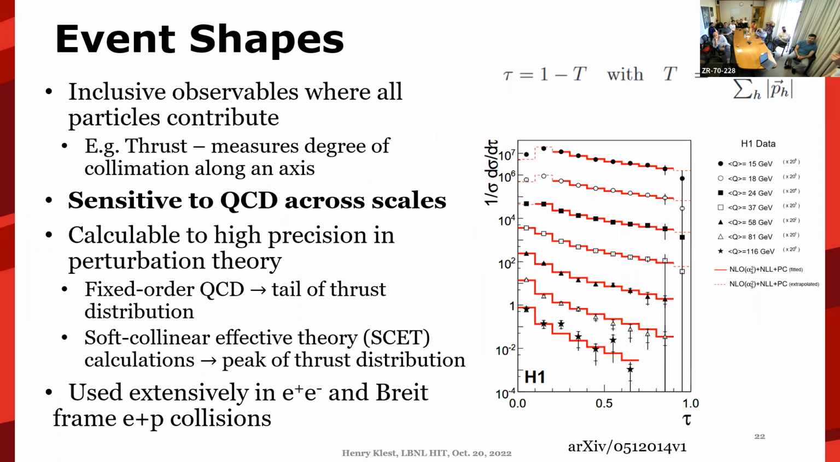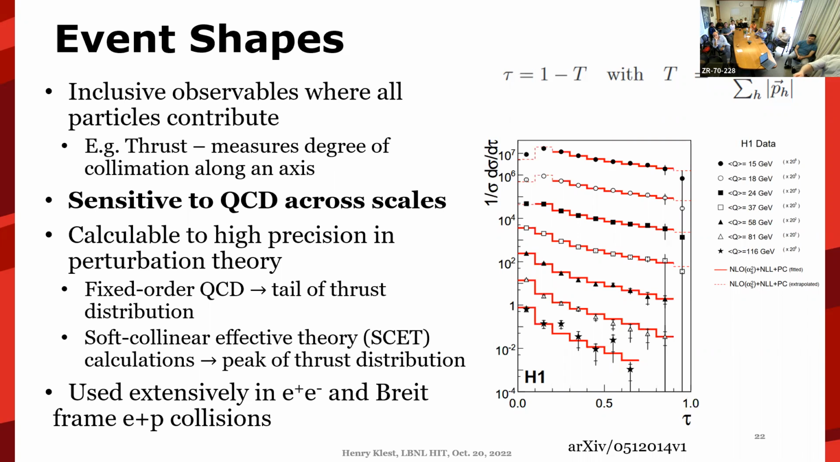Okay, so now we move on to talking about event shapes, which are some of the very earliest QCD observables. You take every particle in the event, and in this case, this is a measurement from H1 of the thrust distribution. It's basically how much PZ, how much momentum, how collimated are you along the thrust axis, which in this case is basically just the Z direction in the Breit frame. And you see, it just pops right out at you, right?